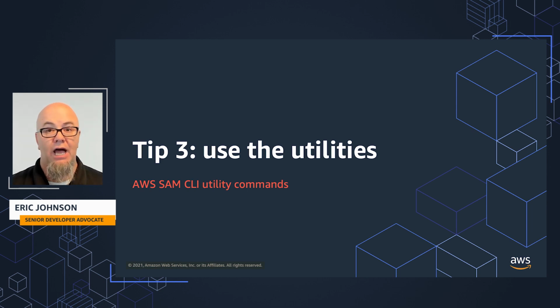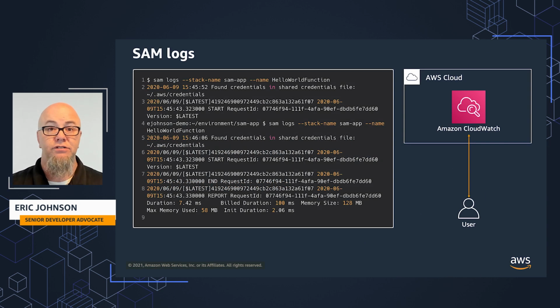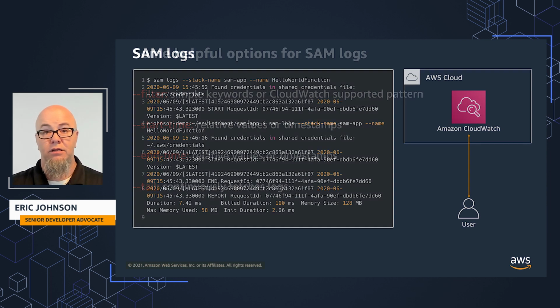Throughout this series, I have covered SAM commands to help you build, develop, and deploy serverless applications. However, SAM also comes with several utilities to aid in debugging serverless applications. The first utility is SAM logs. The SAM logs command enables you to connect to the Amazon CloudWatch log group for a deployed Lambda function. You can grab the logs as you need them, or have SAM logs use the tail command to update automatically as new records come in.